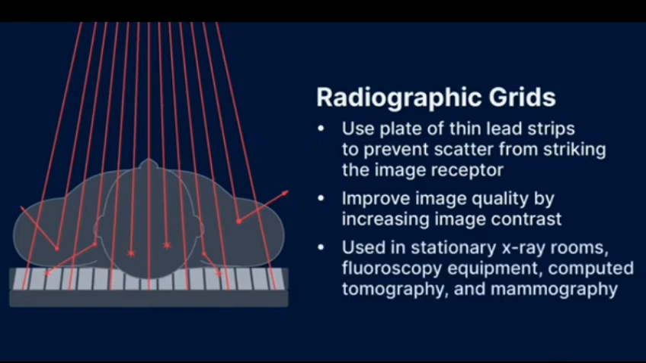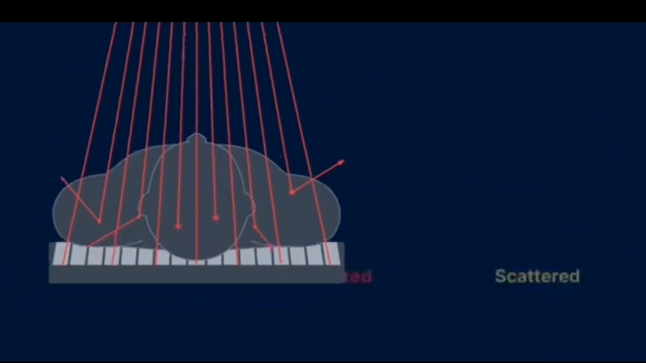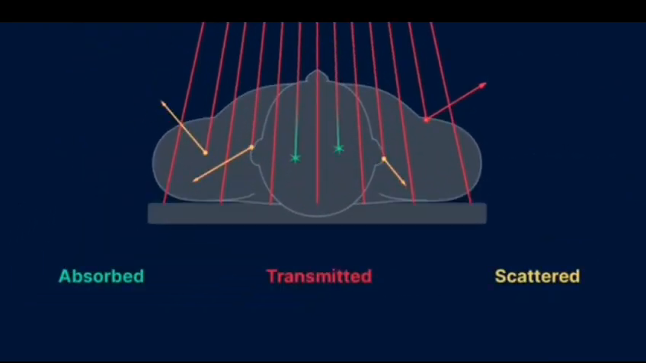Several types of X-ray imaging equipment use grids, including stationary X-ray rooms, fluoroscopy equipment, computed tomography, and mammography. Grids are sometimes necessary because of scatter radiation.